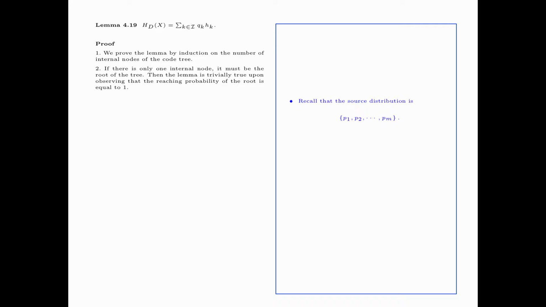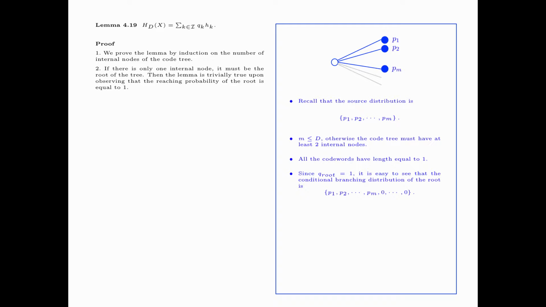Recall that the source distribution is given by p1, p2 up to pm. Observe that m is less than or equal to D, otherwise the code tree must have at least 2 internal nodes. Then all the codewords have length equal to 1. This is illustrated in the figure without loss of generality. Note that there are some unused branches at the root if m is strictly less than D. Since the reaching probability of the root is equal to 1, it is easy to see that the conditional branching distribution of the root is given by p1, p2 up to pm, and some zero probability masses in case m is strictly less than D.